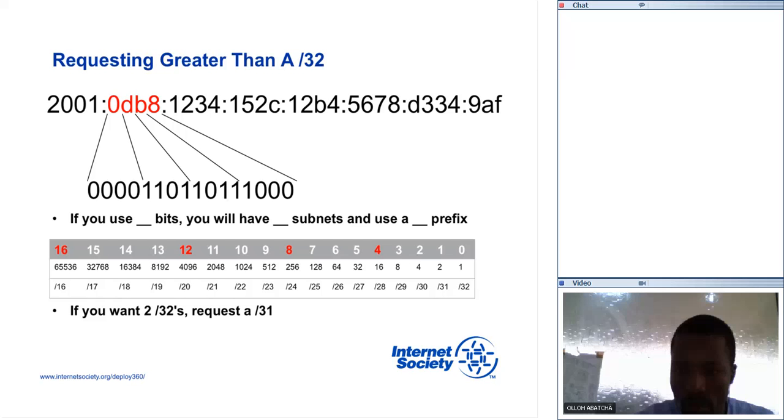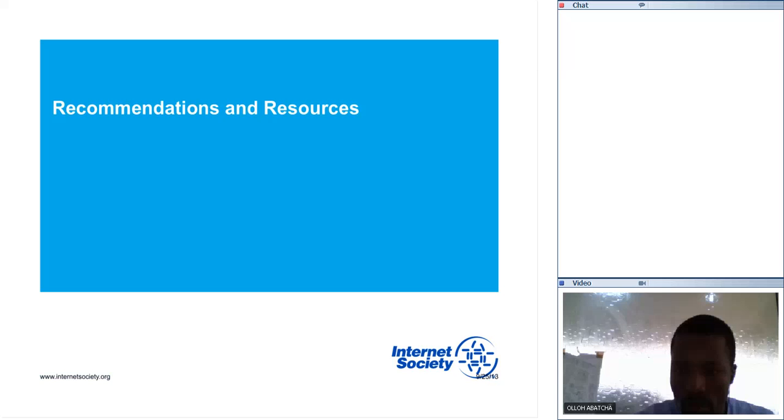So if you look at this chart I have right here, and go from the right side, if you want 2 subnets, or if you want 2 /32s, you would need to request a /31. If you want 4, you would need to request a /30. If you want 8 /32s, you would request a /29, and so on. The pattern goes on like this. So that's all I'm really going to talk about right here.